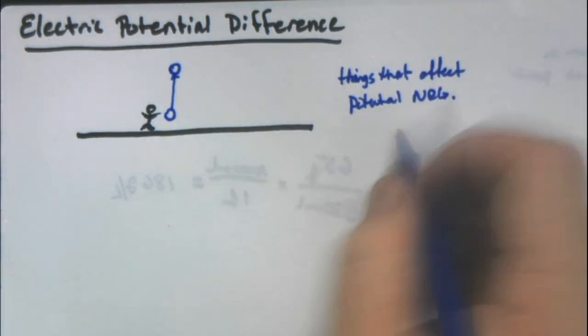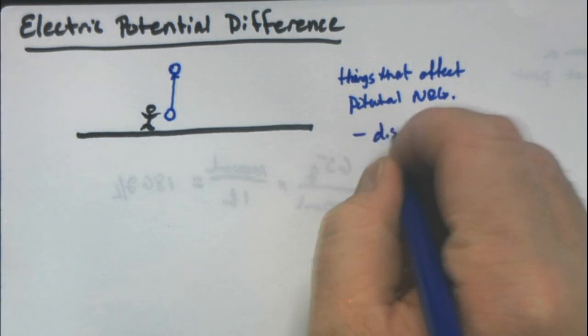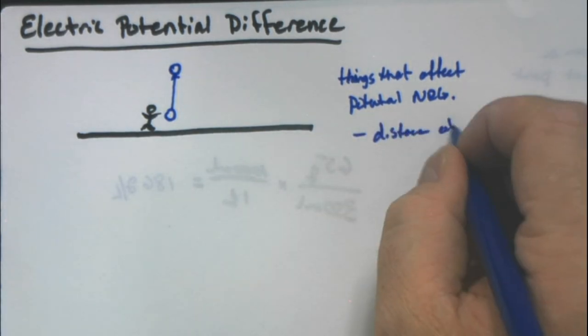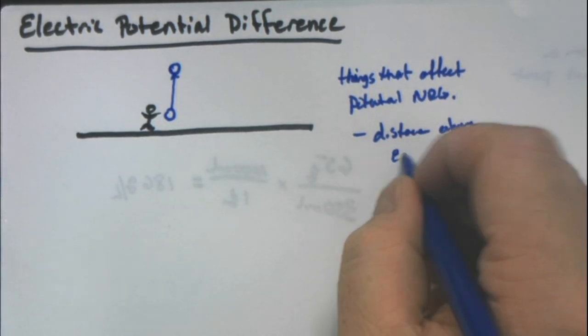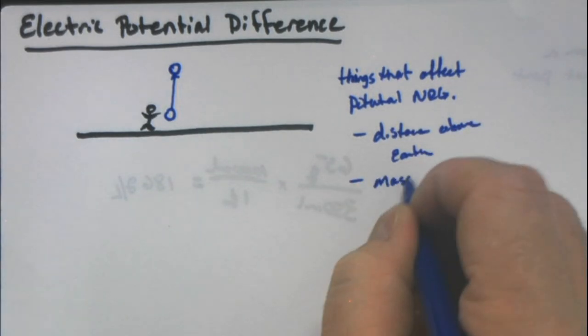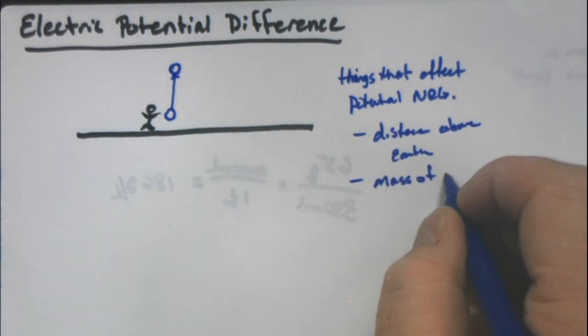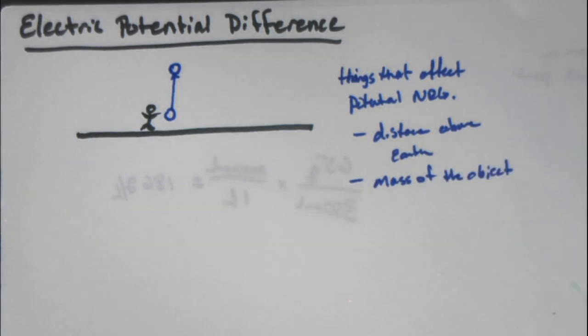Okay, so things that would affect the potential energy would be the height or the distance, and the mass of the object. So the things that affect potential energy are the distance above the Earth and the mass of the ball itself.